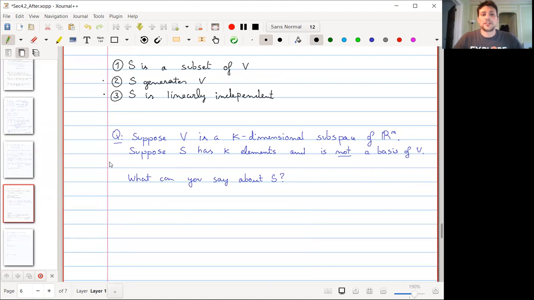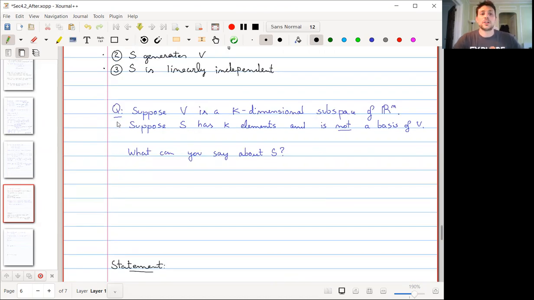Another type of technique, we'll see an example of both later, is the answer to the following question. Suppose you have a vector space and you know its dimension, you know it's k-dimensional. And then suppose that you have k elements of V. What can you conclude if you know that those k elements are not a basis of V?